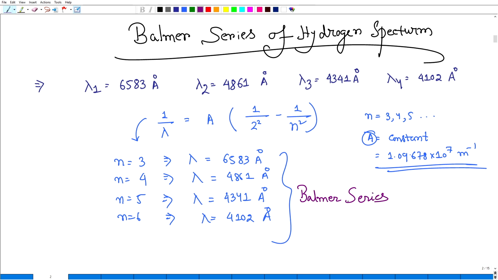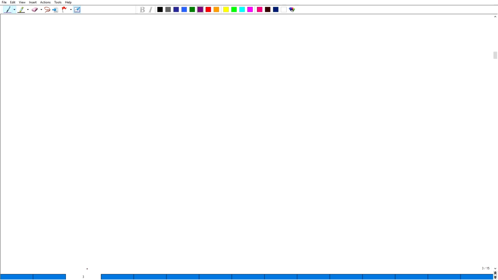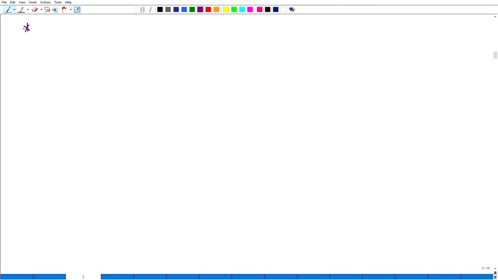So Balmer gave some mathematical justification for his series. Similarly, other parts of the spectrum were also given similar mathematical justification. Just like the other series, as I discussed in the last class, let me write it again. For the Lyman series, Lyman also gave a similar justification for the ultraviolet region, the UV region.